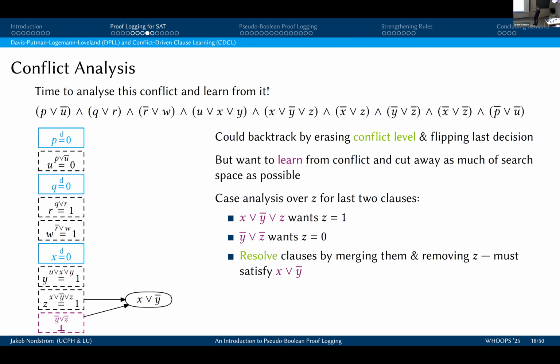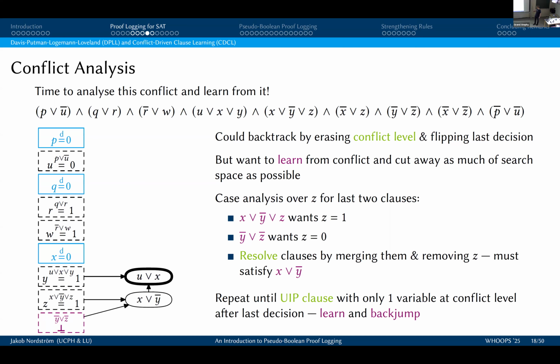So looking just at these last 2 clauses, we see that the last one wanted Z to be false, but this reason clause wanted Z to be true. So we can just take their union and remove Z and see that, well, any assignment that should satisfy these 2 clauses also has to satisfy X or not Y, which is what I've written here. This is a new clause that we don't have in our formula, but that clearly follows from the formula.